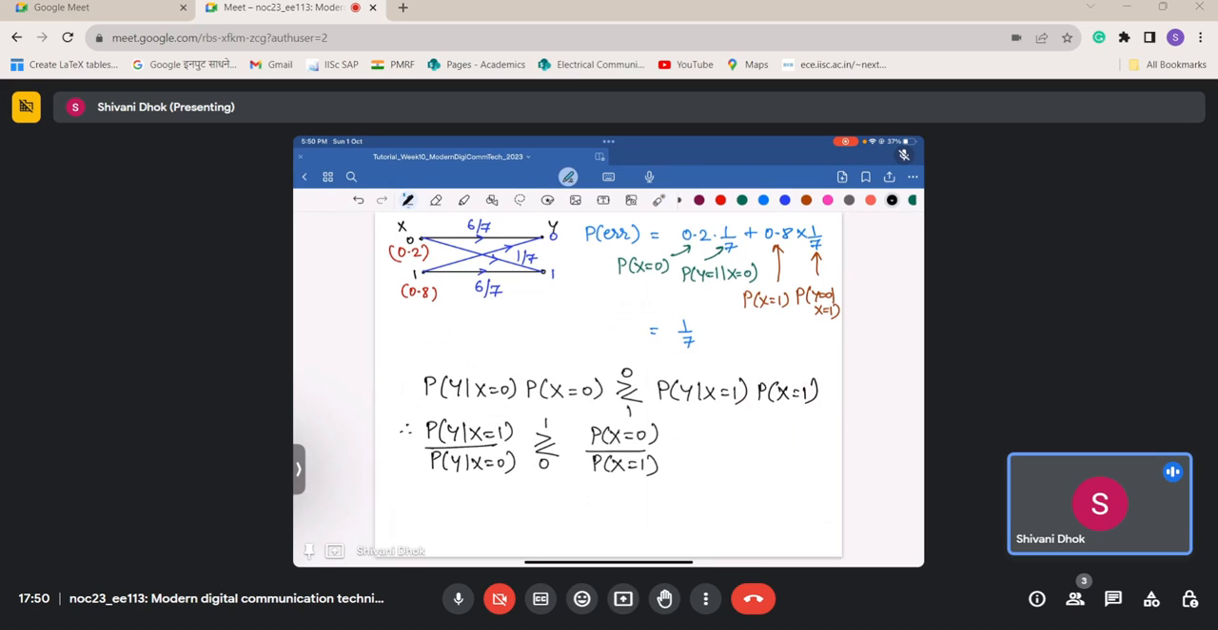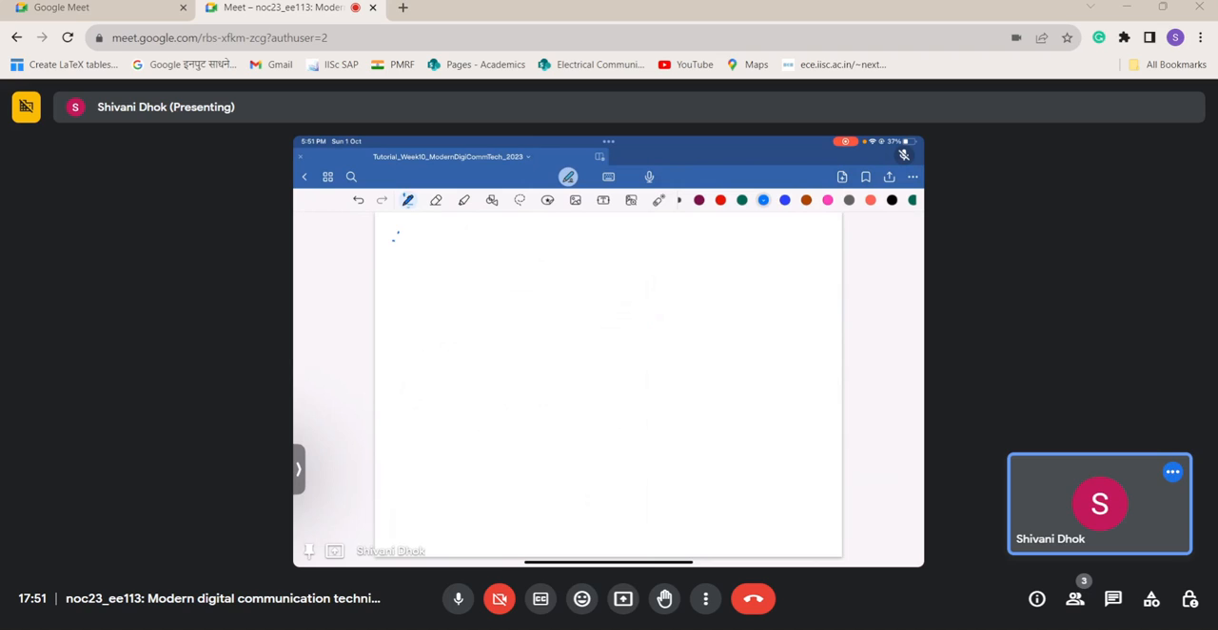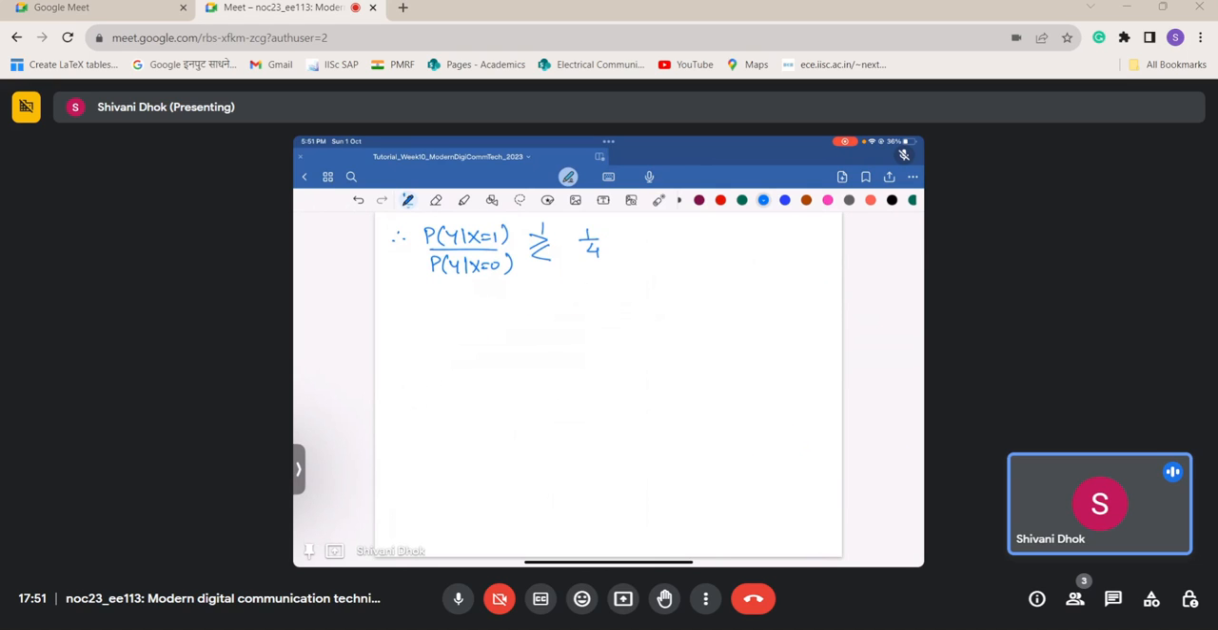So the probability of x equals 0 is 0.2 upon the probability of x equals 1 is 0.8, which comes out to be 1 by 4. We should get some trivial answer. So what we need to check is whether the probability that y given x equals 1 upon the probability of y given x equals 0 is greater than 1 by 4. Then decide in favor of 1, otherwise decide in favor of 0.